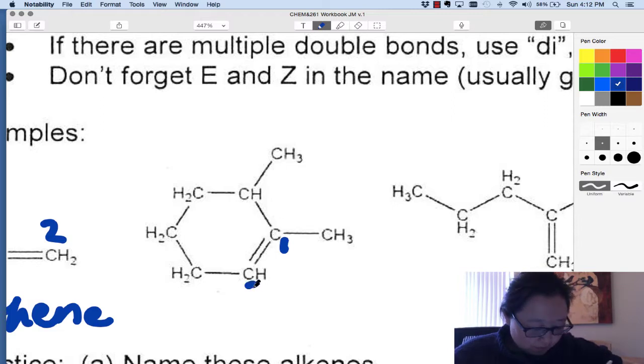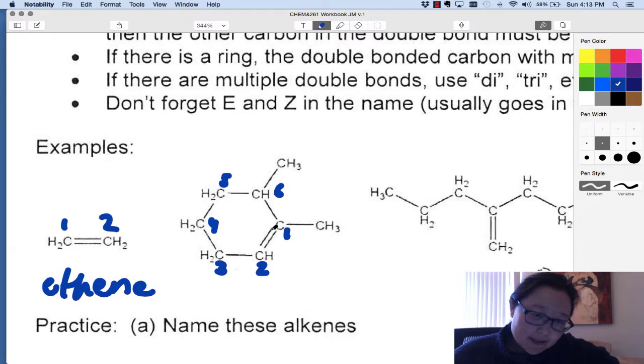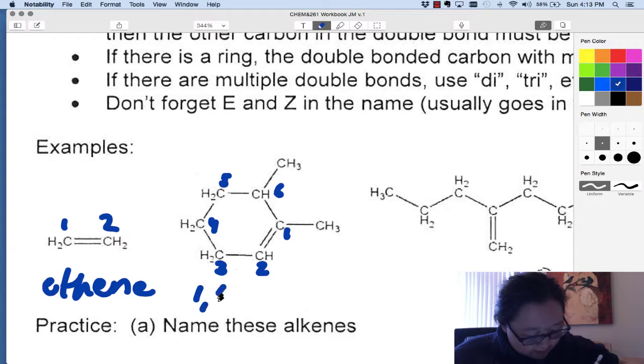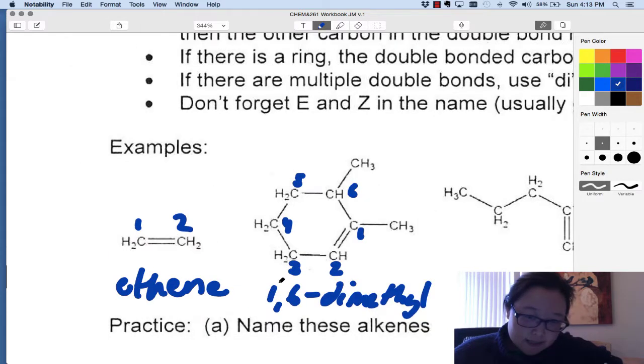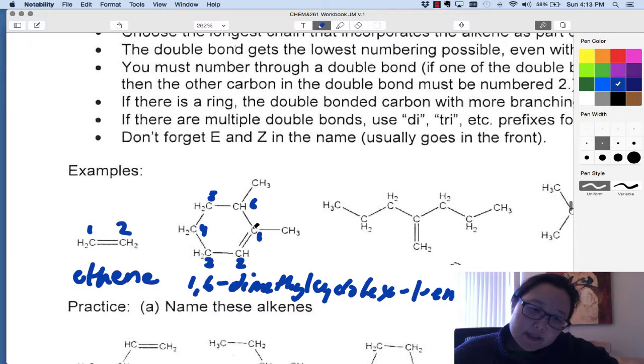And then we have to go through the double bond, meaning this has to be 2, even though that will make this methyl group occur at a high number, at carbon 6. But because of the double bond, we have to do it that way. So this one is going to be called 1,6-dimethylcyclohexene. And just to emphasize that the double bond is occurring at carbon 1 as opposed to somewhere else, I put cyclohex-1-ene, or you can put 1-cyclohexene if you want.